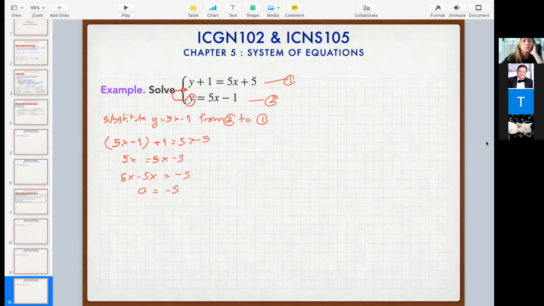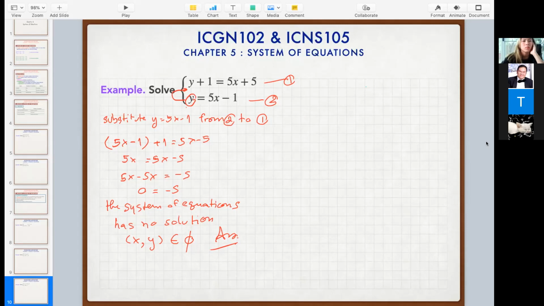So we say that okay, the system has no solution. Right. Okay. So this is the answer. This system of equation doesn't have solution. Okay. So any questions about this example? Anyone?